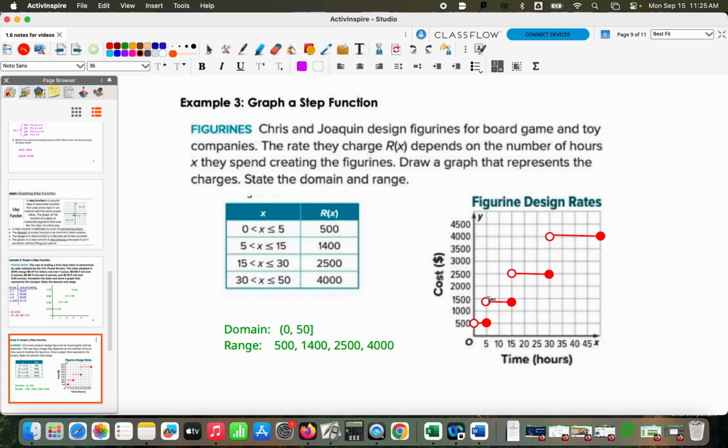1400, so we're right below 1500 there. So between 5 to 15 hours, it's one rate. Then between 15 hours to 30 hours, it's going to be $2,500. And then lastly, between 30 and all the way to 50, our graph just fits it to 50, would be 4,000. The domain is from 0 to 50 because we actually use everything between 0 to 50, not including 0. That's why it's in parentheses. Our range is those specific y values only: 500, 1,400, 2,500, 4,000.